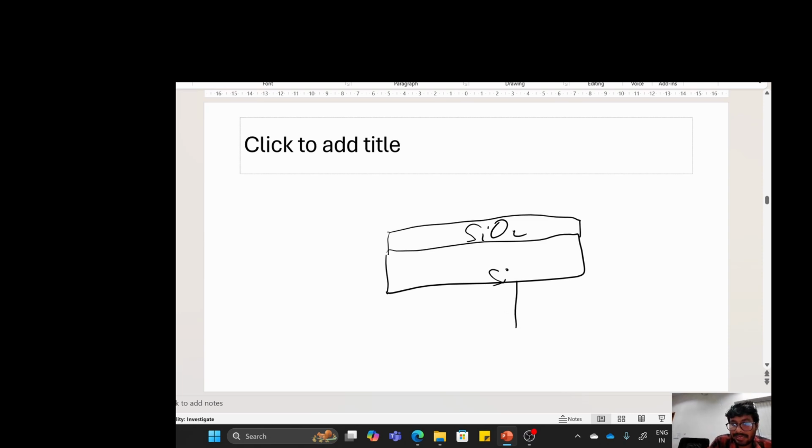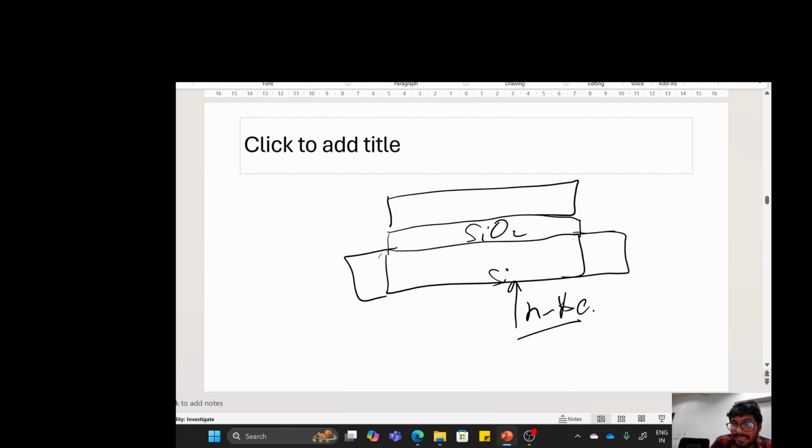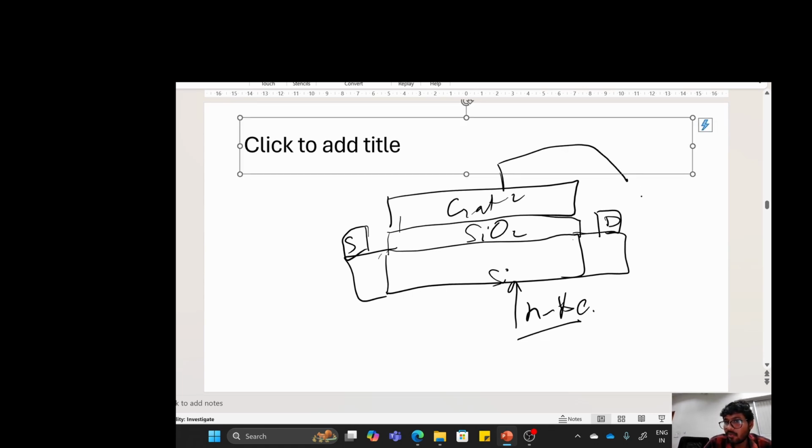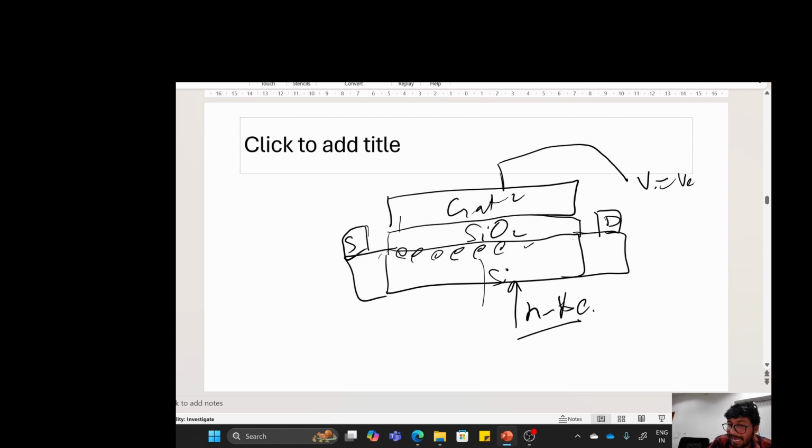If you have an n-type substrate, let us say till here that is the Si only, and this is your gate. This is your source, this is your drain. If you are applying a positive voltage here, this is n-type already, so there will be accumulation of the electrons.